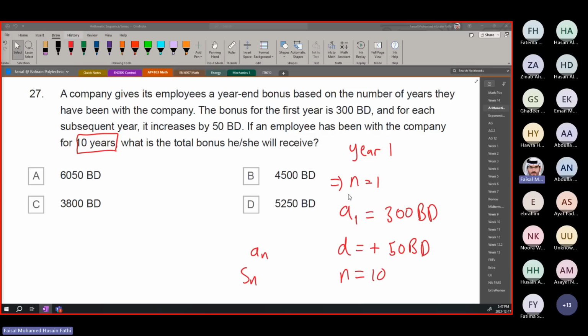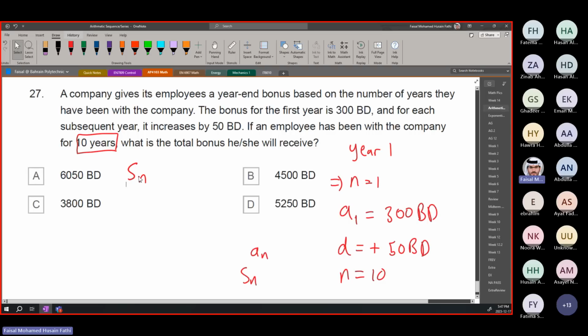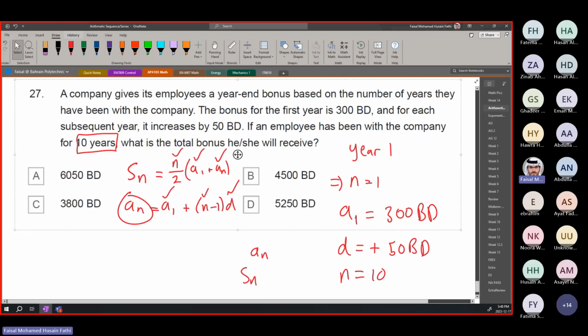So 27, like I said, we have A1, we have our D, we have our N. What else do you need? We need to find Sn. So Sn is simply equal to N over 2, A1 plus AN. And then we have our AN equation, which is A1 plus N minus 1 times D. For the sake of time, I just don't want to go through the numbers. We have D, we have N, we have A1, we can find AN. Then we find AN, we have A1, we have N, we find Sn, and you will find the answer.